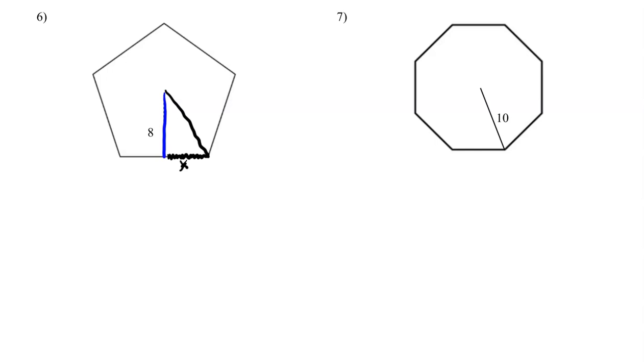See how I broke that up into a triangle? Let me go into these advanced tools here and just make my pen a little bit smaller.